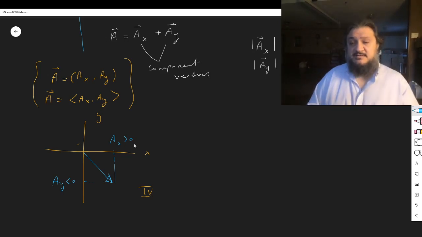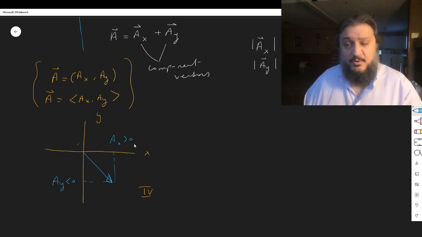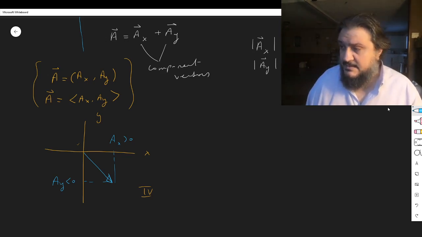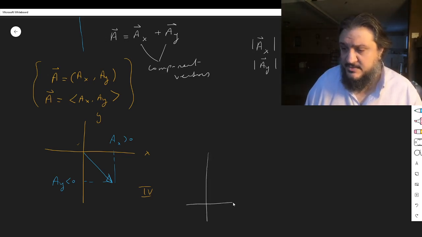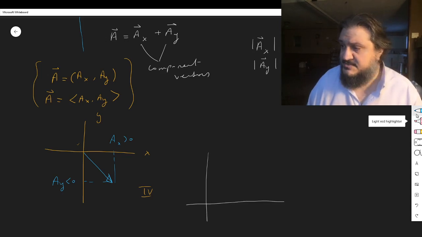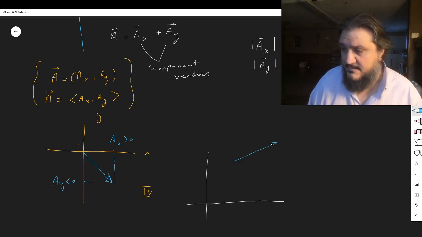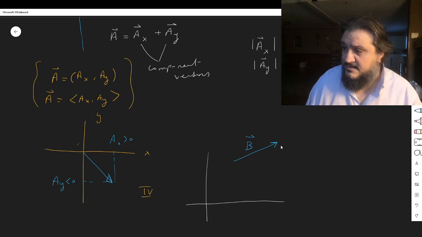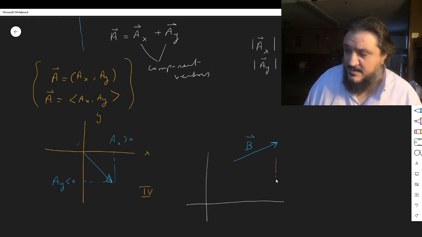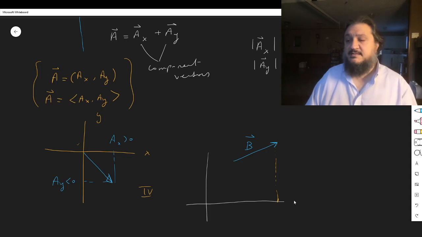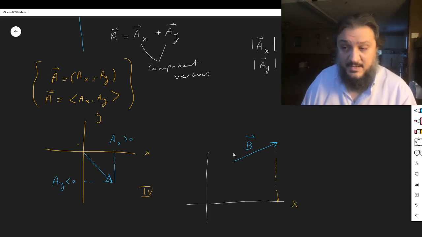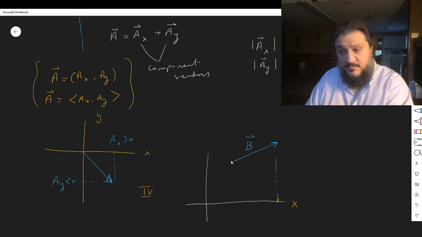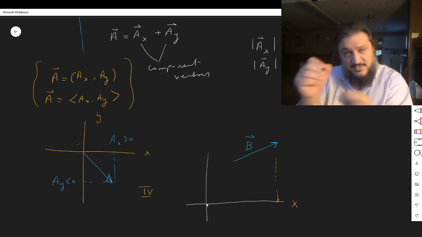And if a vector doesn't start at the origin, does it make a difference? Let's say this is the origin you already have, and then somebody just draws an arrow here and calls it B. Okay, what are the components? Are you going to just draw a line from the tip and call this point on the x-axis bx? No, you can't do that, because the tail of that arrow doesn't coincide with the origin.